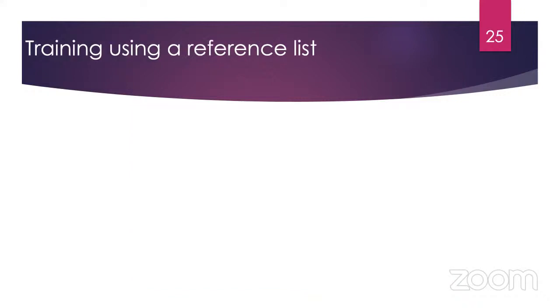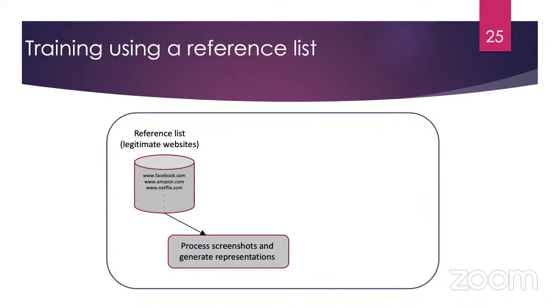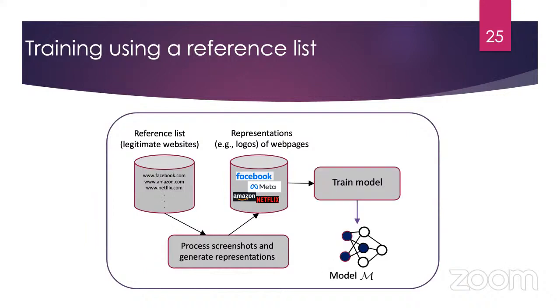So I'll just explain this graphically. You create a reference list of websites. Here we have a few examples, and from that reference list, you visit the web page, take the screenshot, process the screenshot, and generate representations. What are representations? One example is logos. So you extract logos of the brands that you want to protect, right? You create all those in your database, and then from that you train a model. That is how you build the model. And here you can see that there is no phishing data set. So this is different from the other two approaches we discussed. Here we are looking only at the reference list, which means the protected list of phishing targets.